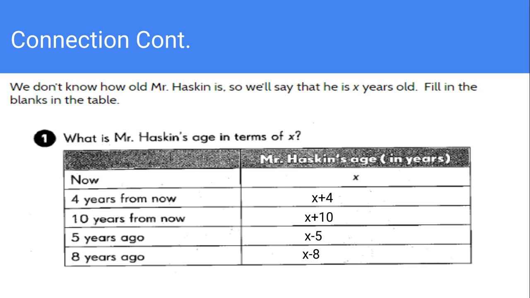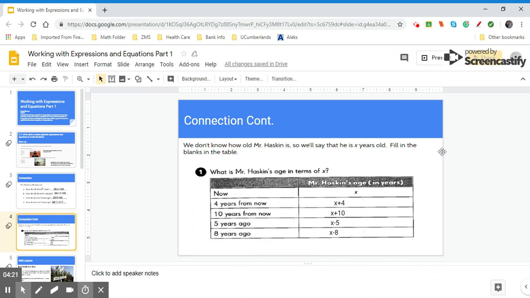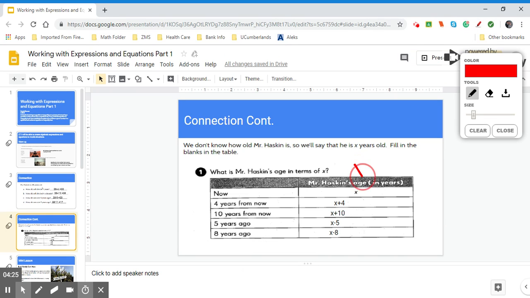Now let's say that we knew his age. Let's say that we knew that Mr. Haskin's X equals 29.